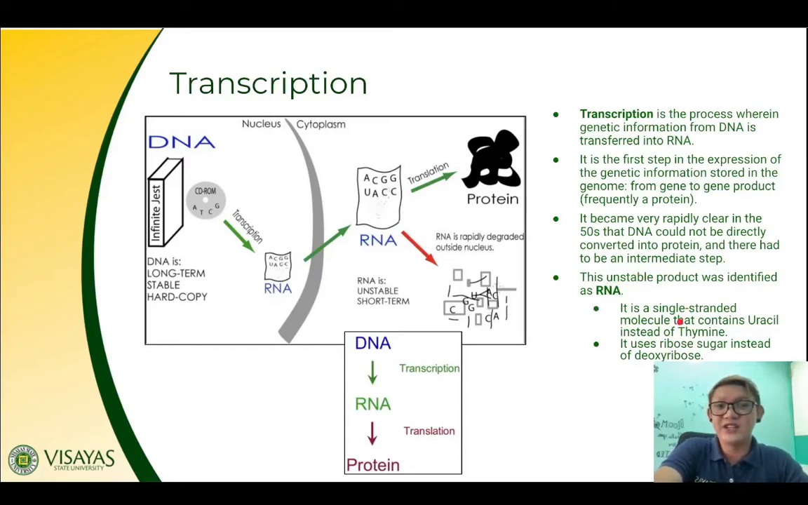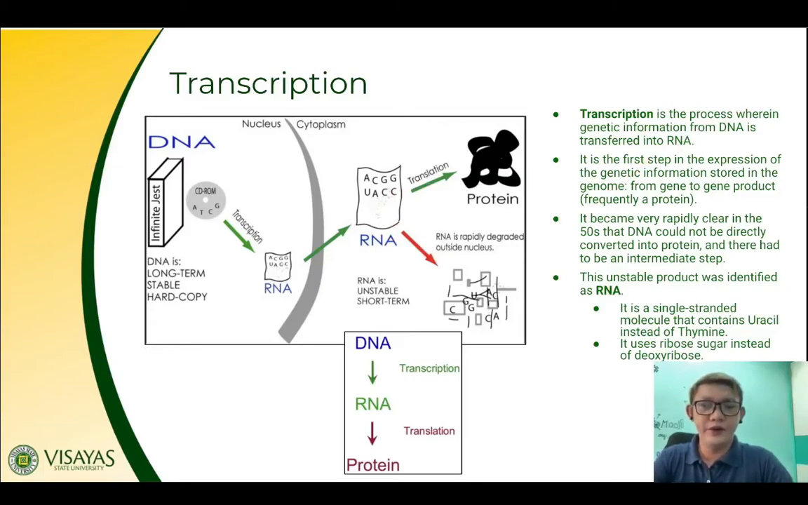RNA is a single-stranded molecule that contains uracil instead of thymine. You already know that one. And it uses ribose sugar instead of deoxyribose, like the one that you saw during your genetics class. If we take a look again at the central dogma of molecular biology, DNA is transcribed into an RNA in a process called transcription, and RNA is expressed into a protein in a process called translation. In the eukaryotic system, transcription occurs in the nucleus and translation occurs in the cytoplasm of the cell.